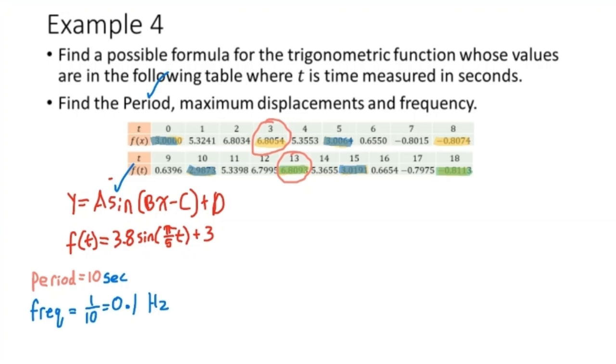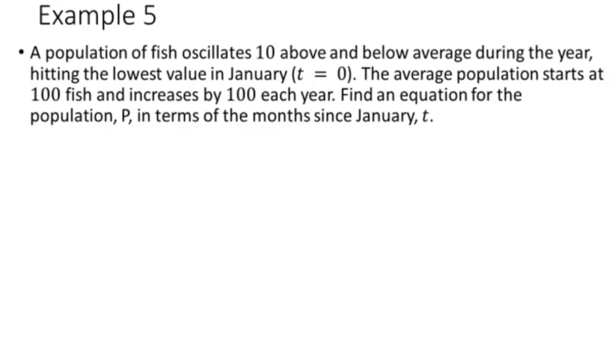Last is the maximum displacement. Maximum displacement is another way of saying amplitude, which in this case is the absolute value of A. So whether we pick the positive A or the negative A, we would still get that our maximum displacement is approximately 3.8 units.